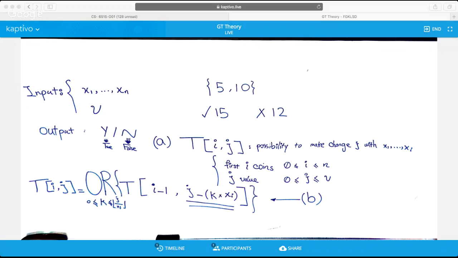So in addition to our recurrence, we are going to have T of 0 and value u is going to be true or yes only if u is equal to 0.